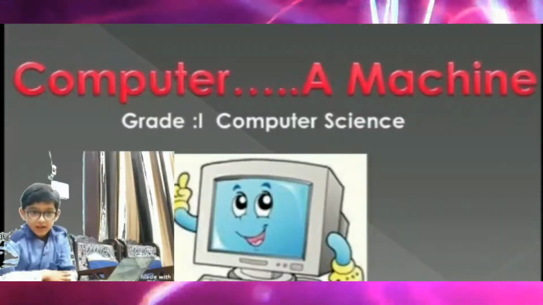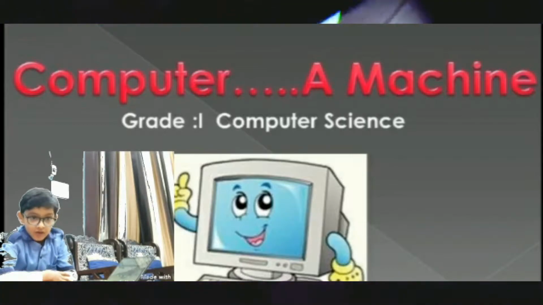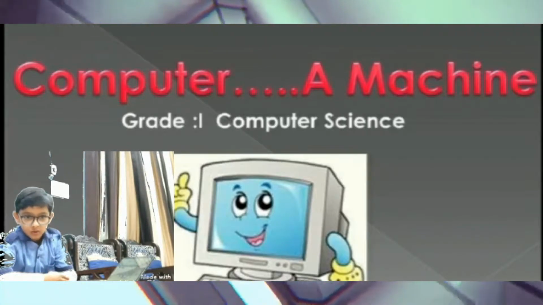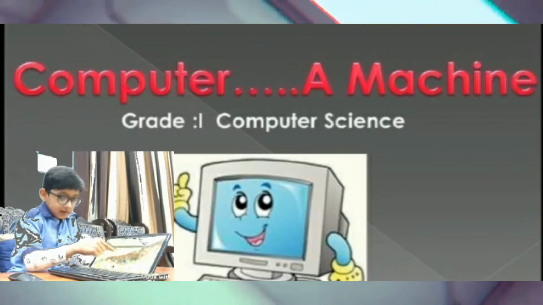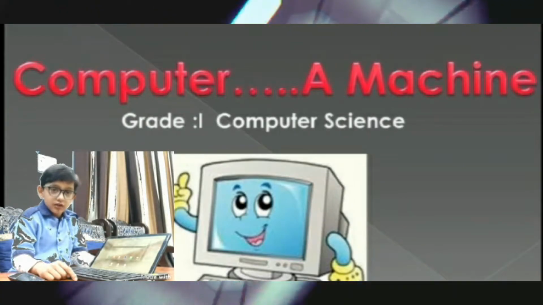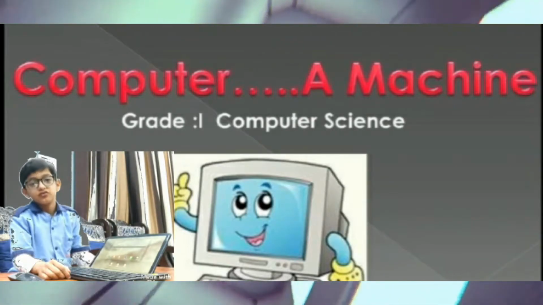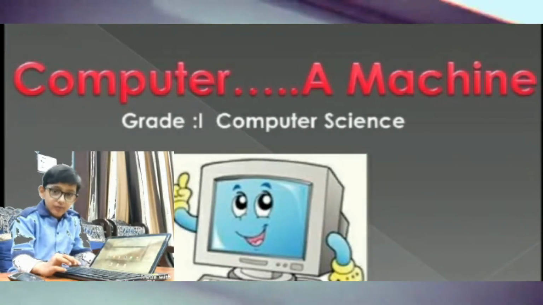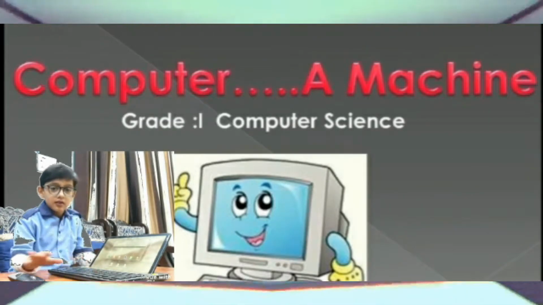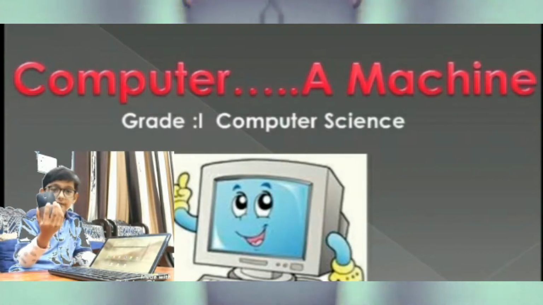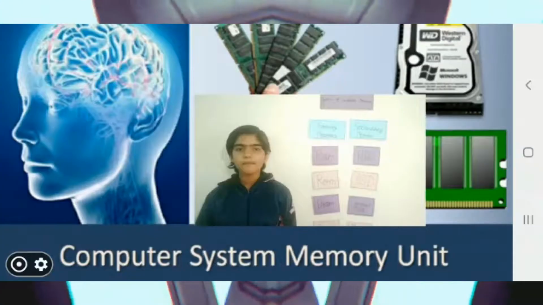I am Kalyan from class 1B. Today I am going to tell you about machines. This is a tablet. It is used to browse the internet, read books, play games, and watch videos. This is a keyboard. It helps us in typing. This is a mouse. It helps us operate computer through cursor.